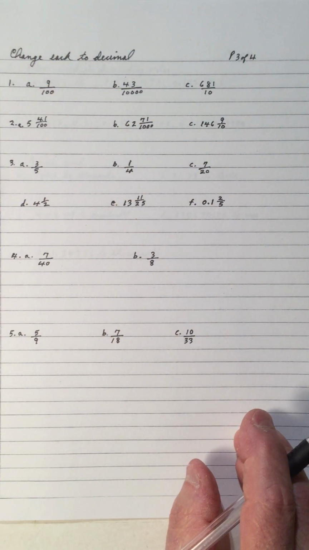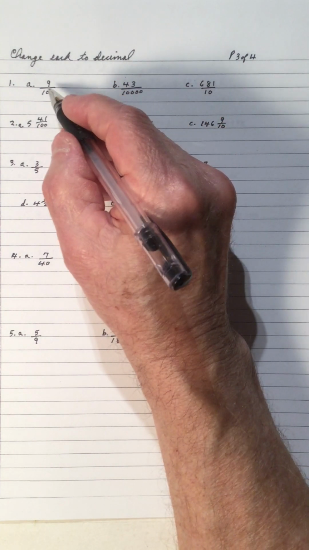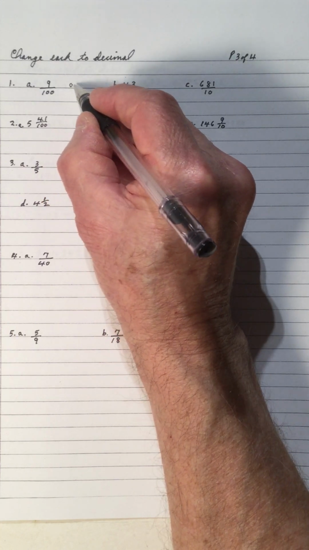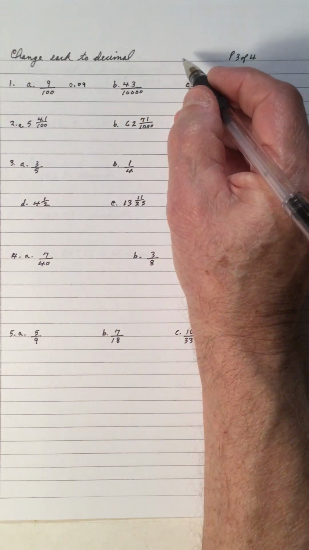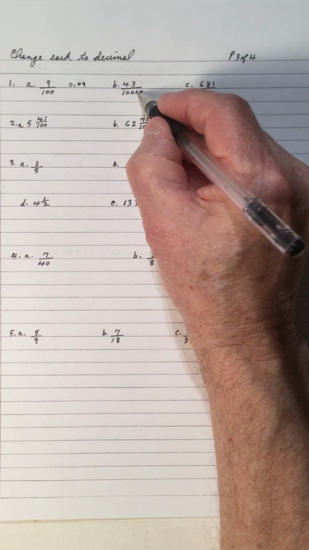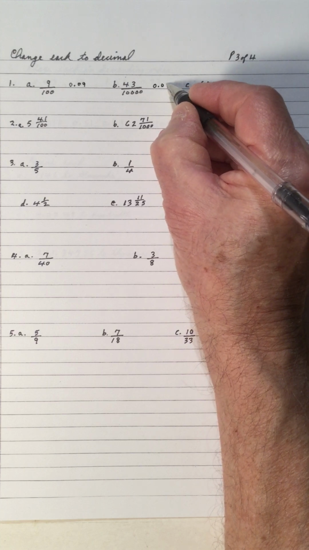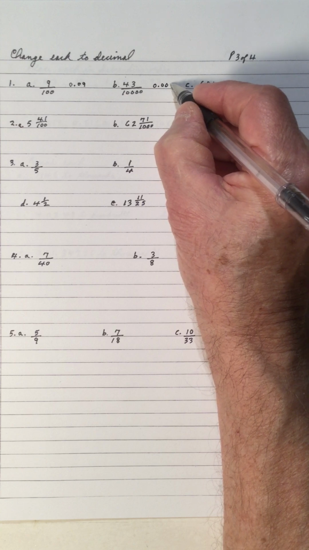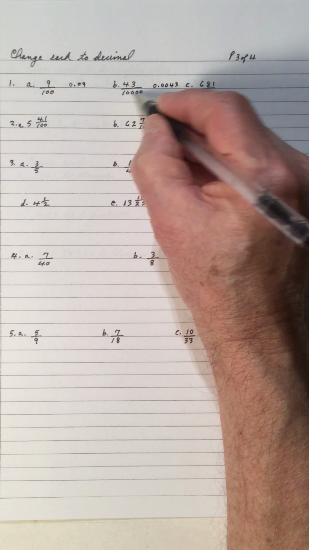And let's continue. Change each to a decimal. So we have a fraction to a decimal, so over 100. So that's 0.09, 9 is in the hundredths place. This is 43 ten-thousandths, so it's 0, no tenths, no hundredths, no thousandths, then 4, 3. The 3 has to go into the ten-thousandths place.